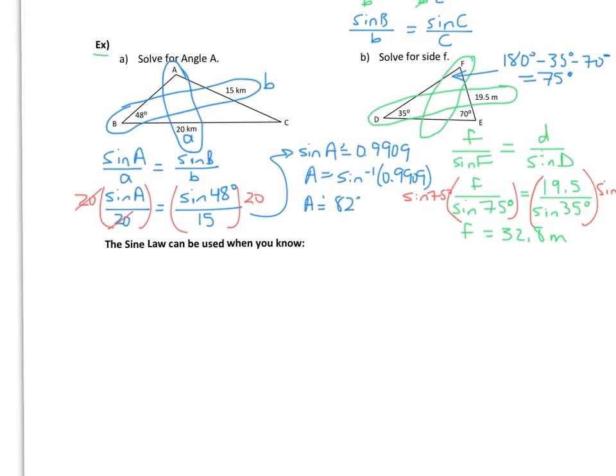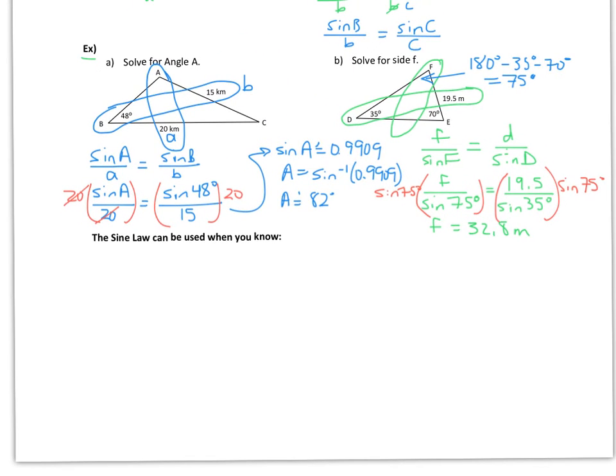All right, so your sine law can be used when you know an angle, a side across from it, and one other piece of information. Sometimes you have to do a little extra, like we did here, where we have to solve for an extra angle, but otherwise it will work.